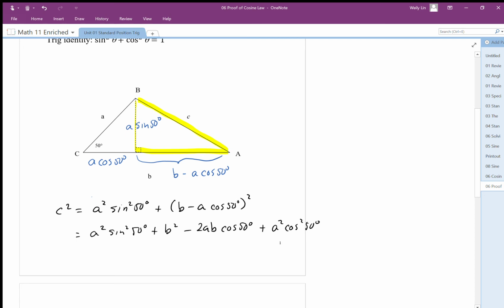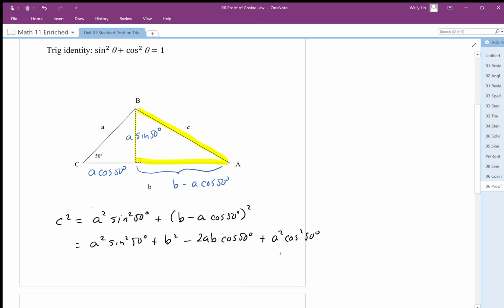Okay, so this next part here, I'm going to group the a squared sine 50 with a squared cos 50 and factor out the a squared. And I'm going to use this identity. Sine squared of 50 plus cos squared of 50 is equal to 1. So it looks like this. A squared times sine squared 50 plus cos squared 50 degrees plus b squared minus 2ab cosine of 50 degrees.